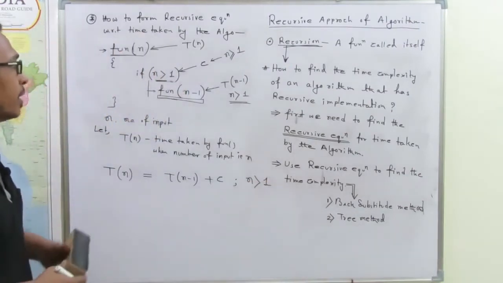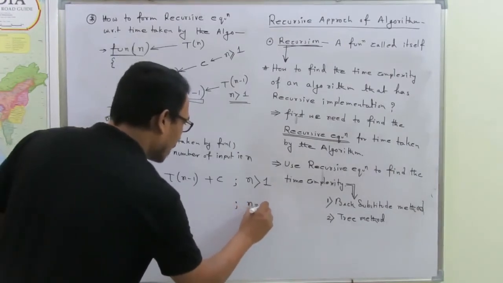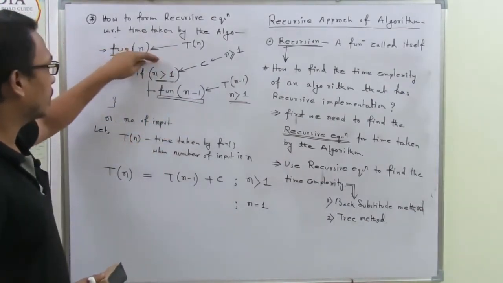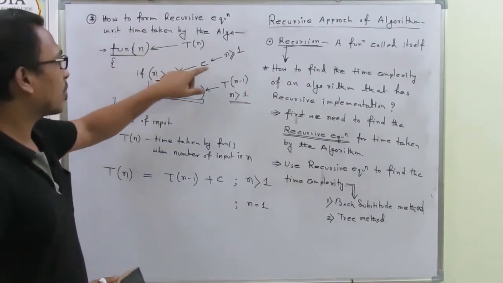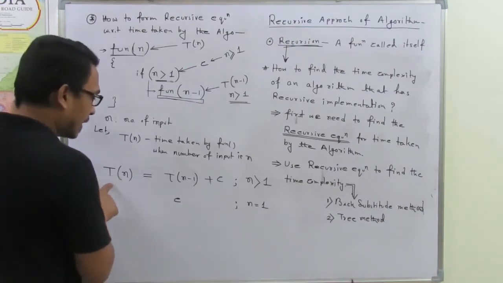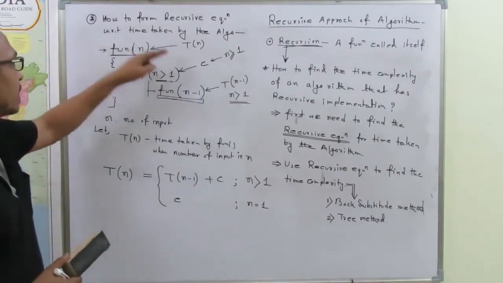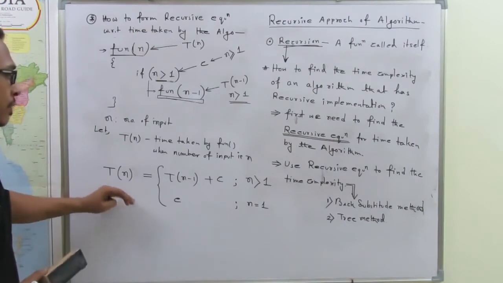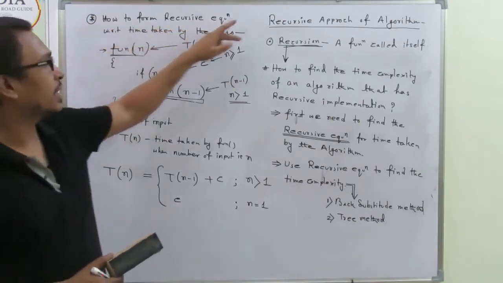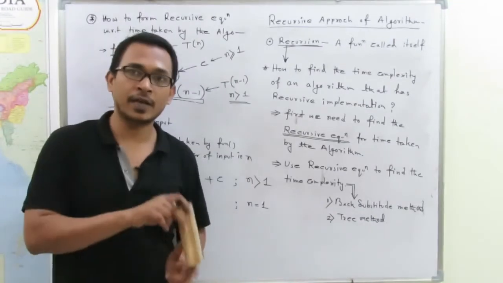And what happens when the number of inputs is 1? That means when n equals 1, this part will not execute, only the if part will execute, and to execute the if part only a constant time is required. That means at that time the function will take only constant time. This is how we can convert any recursive function into a recursive equation for time, the recursive equation with respect to the time taken by the algorithm. Clear?